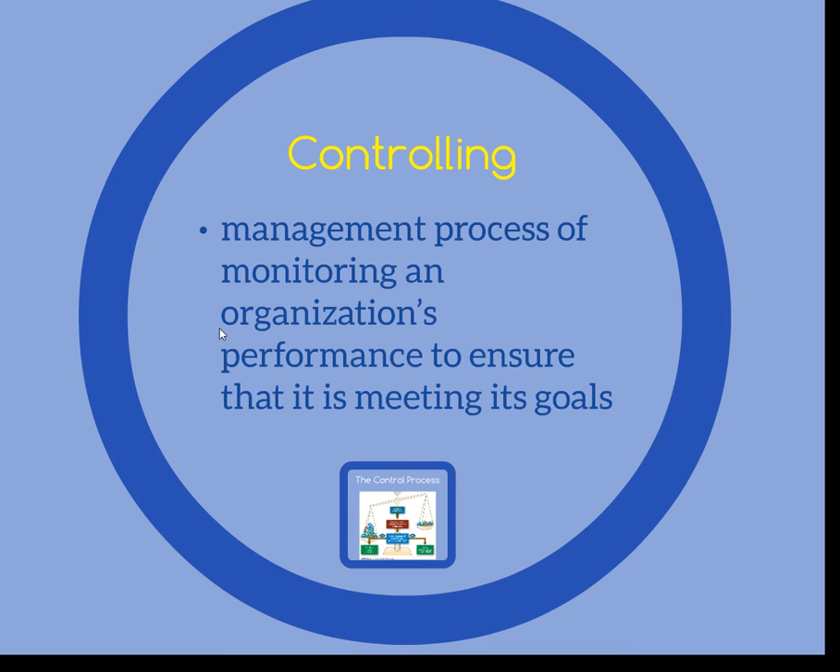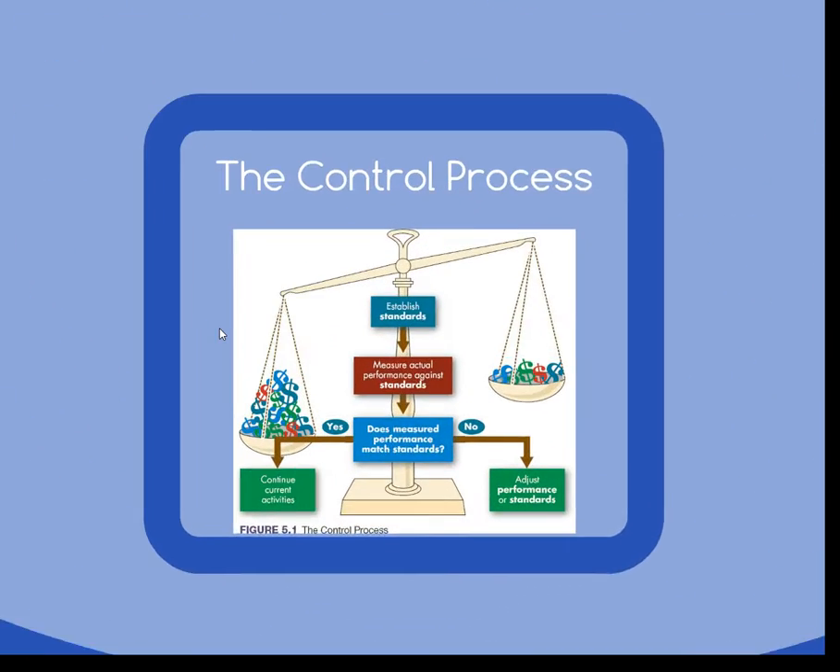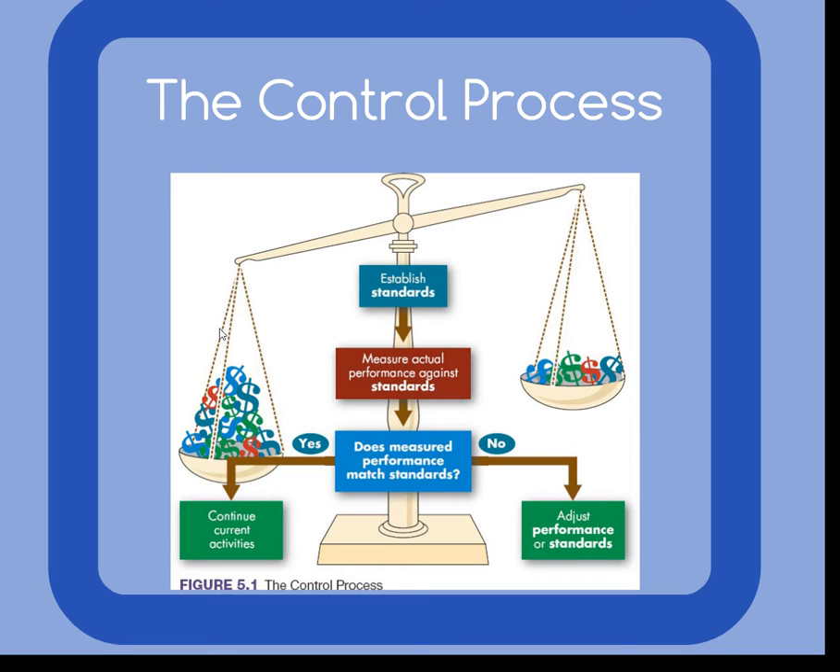When it comes to this process, you have decisions. After you start monitoring and you're getting results, are things going as planned? Great, keep going. Are things not going as planned? Well, if they're not, we need to make an adjustment. So that adjustment can either be the standard, meaning we need to go back and change the plan, or it can be the performance.